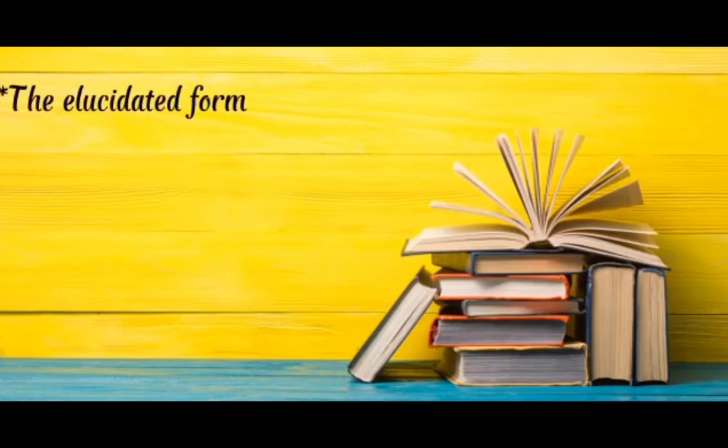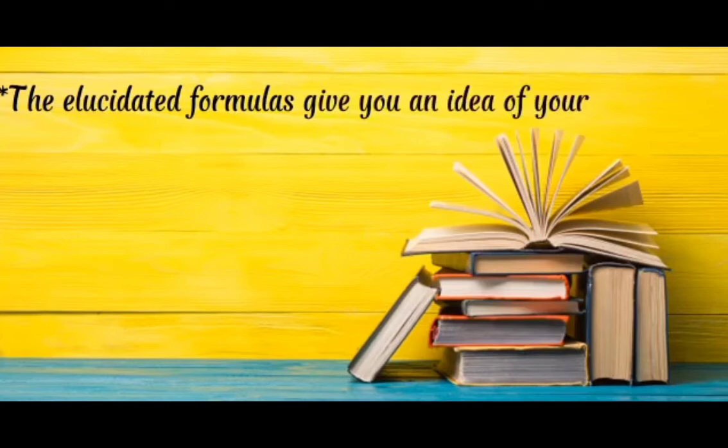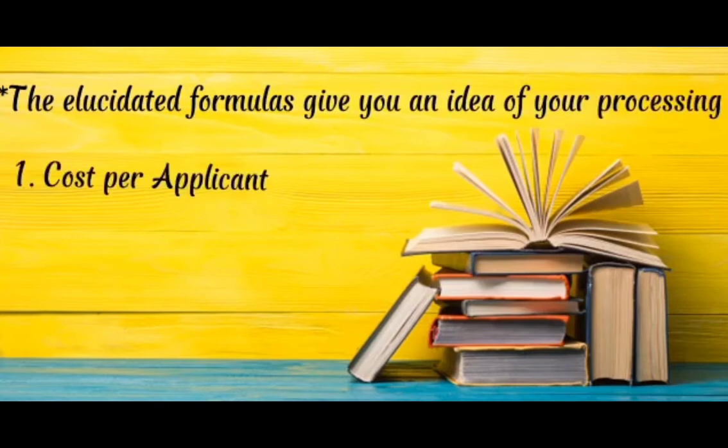The elucidated formulas give you an idea of your processing. Number 1, cost per applicant. Cost per applicant measures how much you spend on recruiting resources. This includes job postings, online sourcing tools, recruiter hours spent on a role, onboarding, equipment, salary, and other expenses involved in finding and hiring employees.